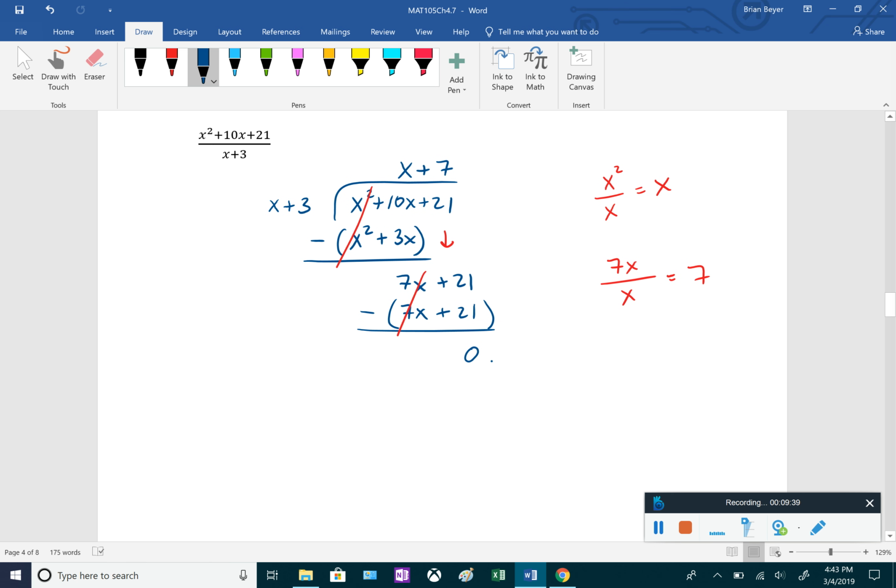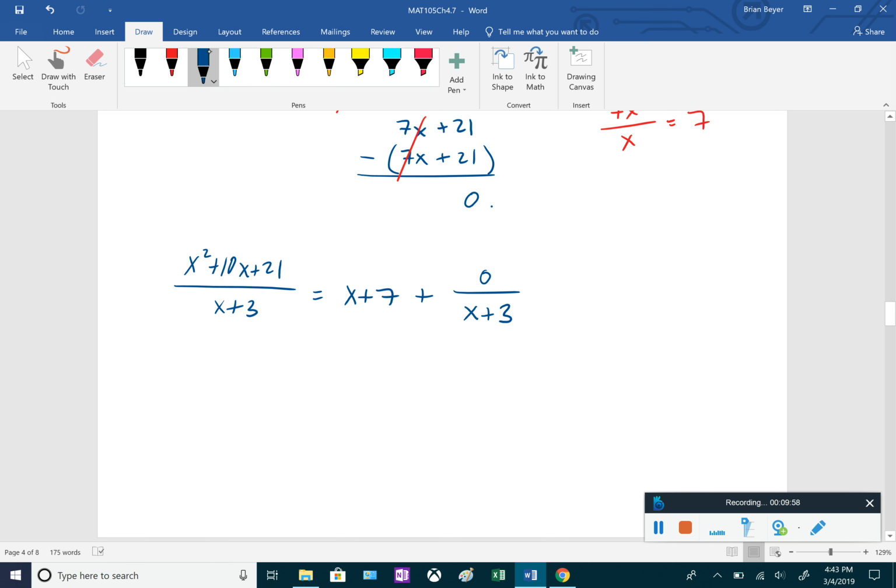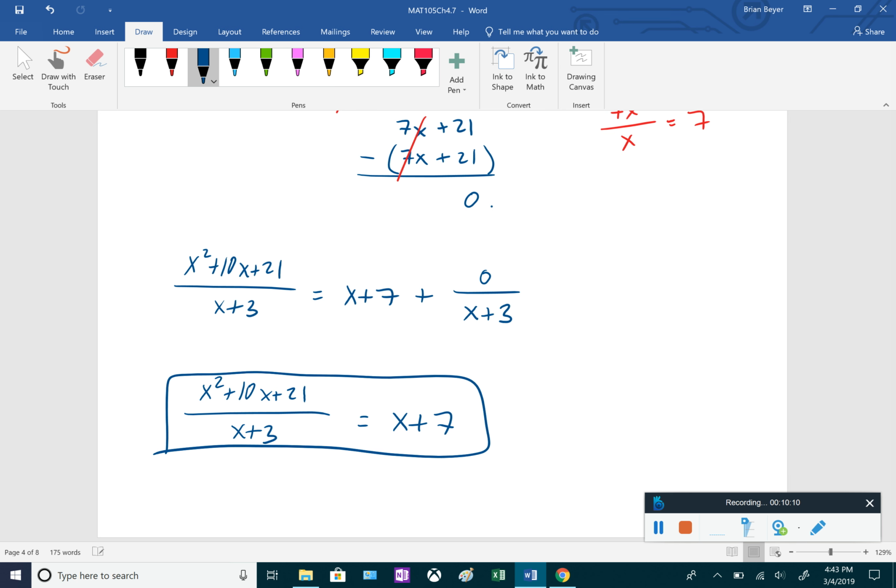So writing this using the division algorithm, it'd be x squared plus 10x plus 21 over x plus 3. That's going to equal the quotient plus the remainder over the divisor. So since that remainder is 0, we don't need to write that in. So I'm just going to write it as the original problem that we just did equals x plus 7. Okay, so that's our answer for our first one.